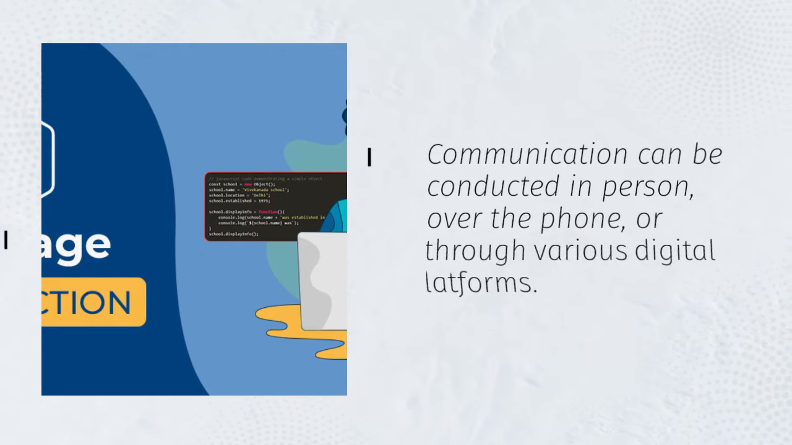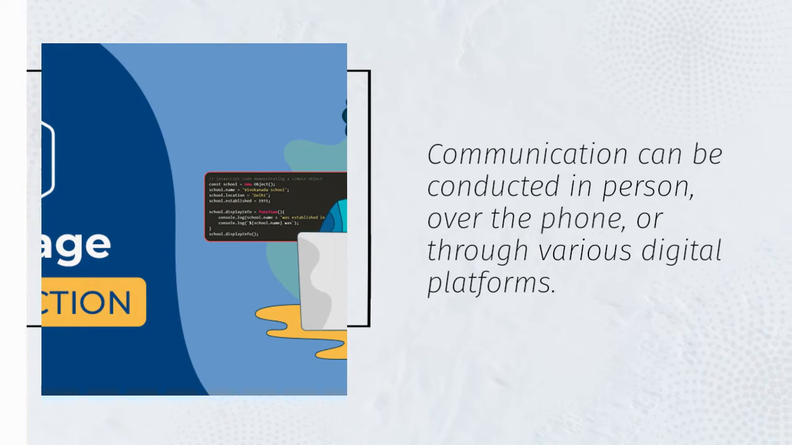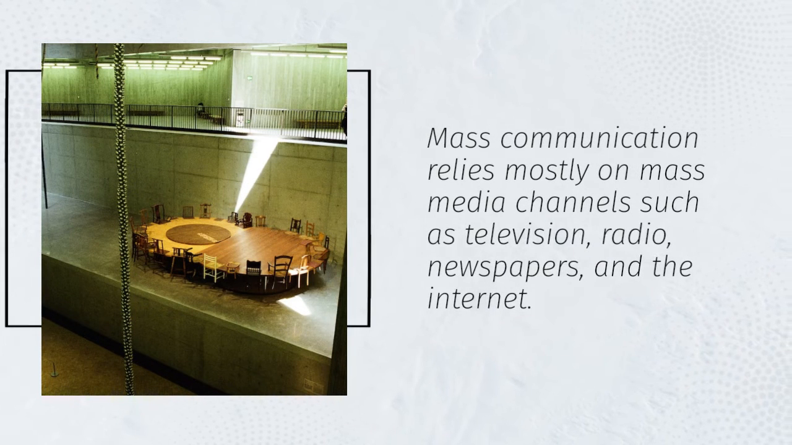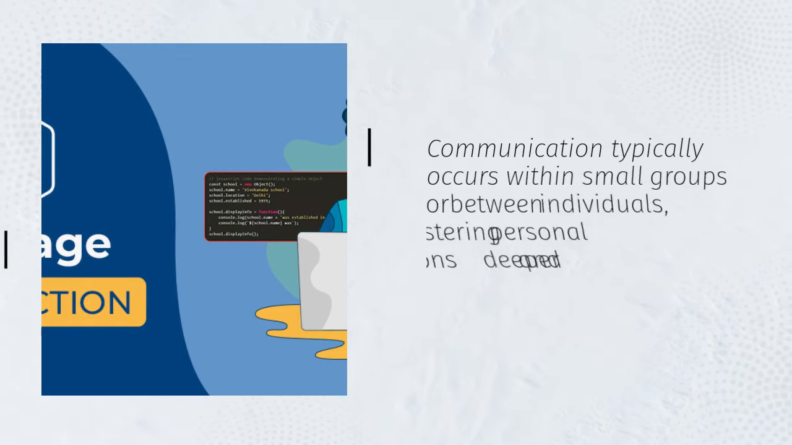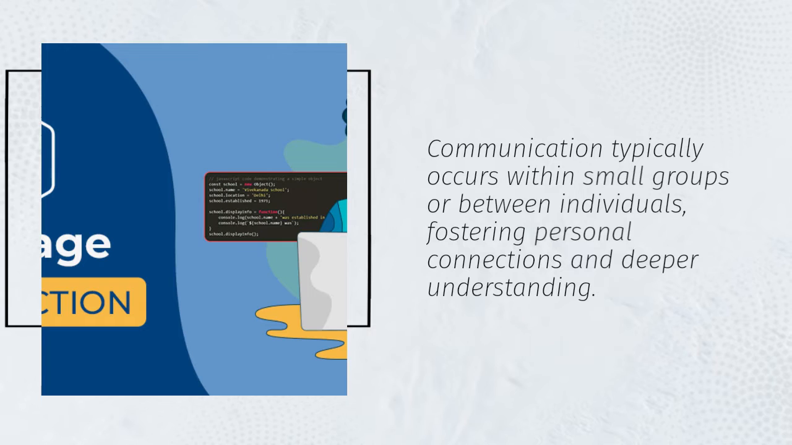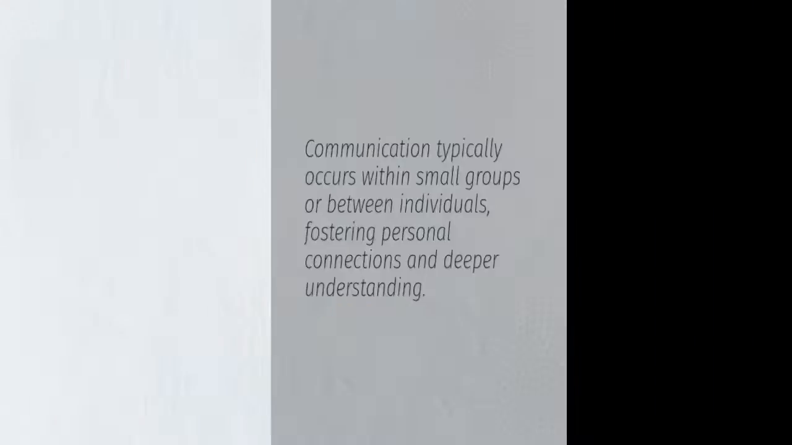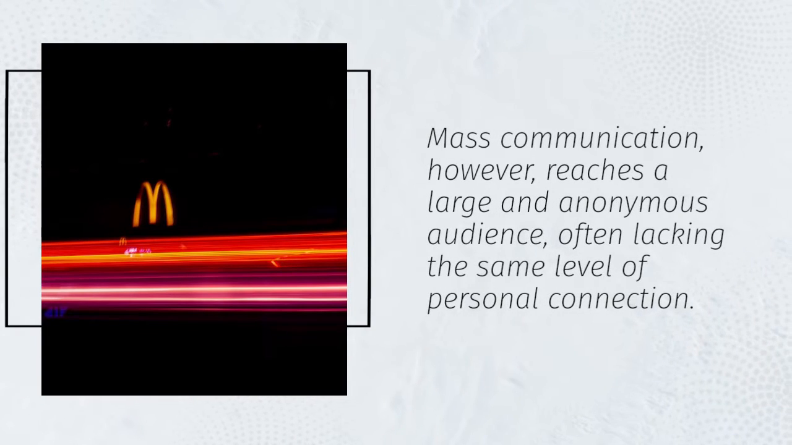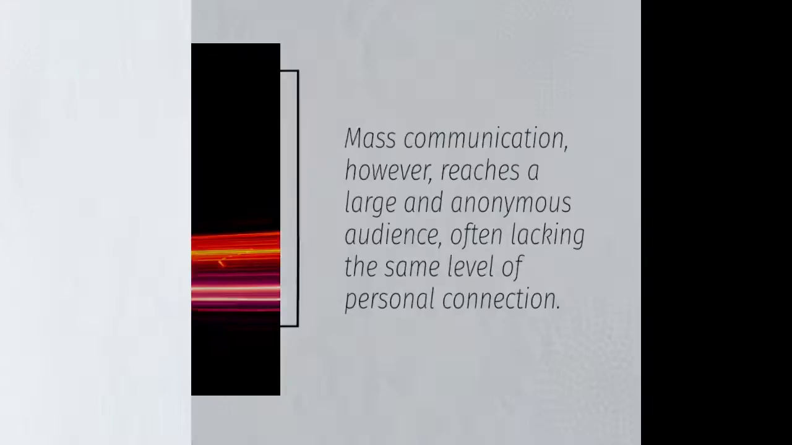Communication can be conducted in person, over the phone, or through various digital platforms. Mass communication relies mostly on mass media channels such as television, radio, newspapers, and the Internet. Communication typically occurs within small groups or between individuals, fostering personal connections and deeper understanding. Mass communication, however, reaches a large and anonymous audience, often lacking the same level of personal connection.